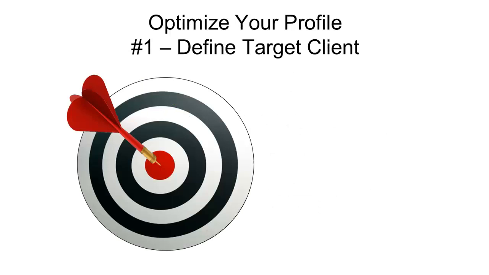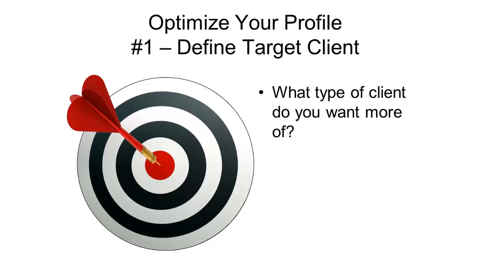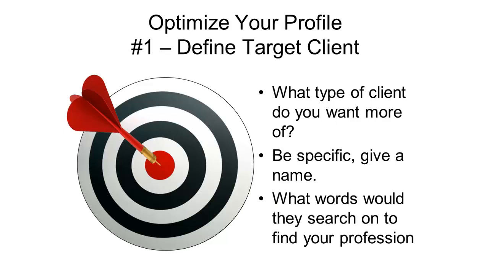Now, in the first step to optimize your profile, we want you to define your target client. Your profile is going to talk directly to the person that you want to attract. If your profile is set up to talk to everyone, it's going to talk to no one. So you need to lay out the target client that you want to attract. So what type of client do you want more of? Be specific, give them a name. In fact, look at your past clients and write them down and say, which client are you going to be talking to through your profile? Who do you want to attract? And then write down the words that they would search on to find your profession. What would they search on to find you?